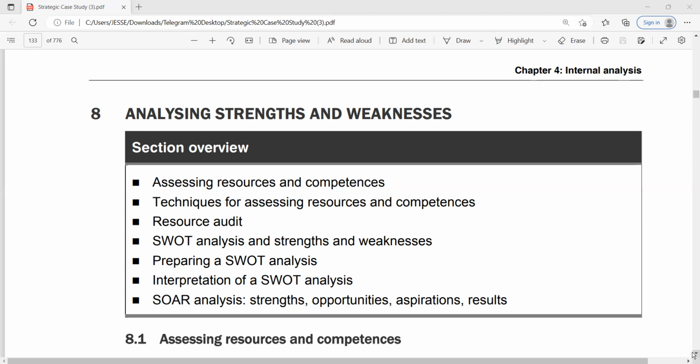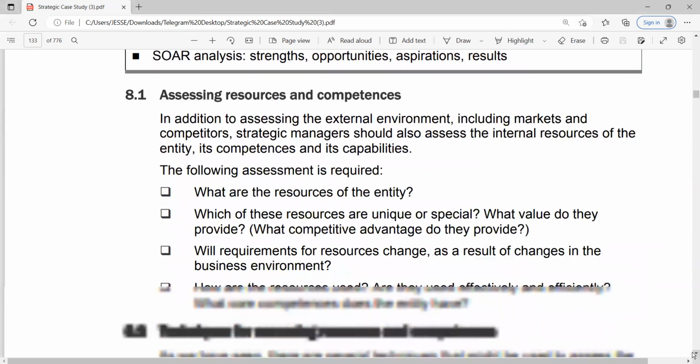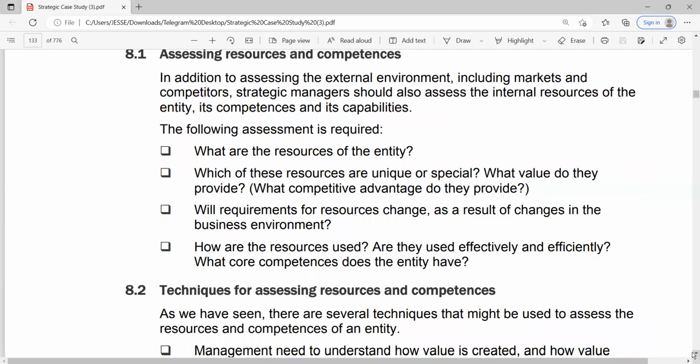Let's start with assessing resources and competencies. In addition to assessing the external environment, including markets and competitors, strategic managers should also assess the internal resources of the entity. Right, so it's basically starting with a nice preamble. Organizations will typically assess the external environment, right? But they should also be able to assess their internal environment. Their internal environment would have their competencies and their capabilities.